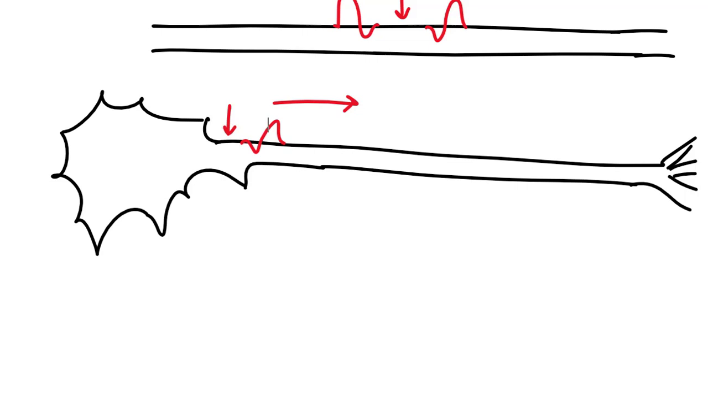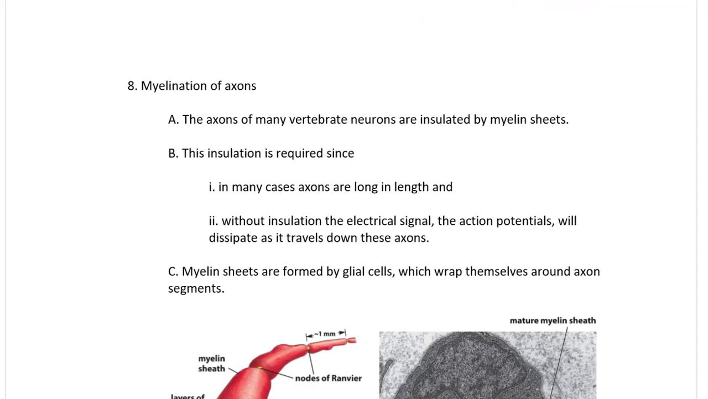Alright, so enough of that. The next thing we're going to talk about is myelination of axons. The axons of many vertebrate neurons are insulated by myelin sheaths. This insulation is required since in many cases axons are long in length, and without insulation the electrical signal, the action potentials, will dissipate as it travels down the axon.